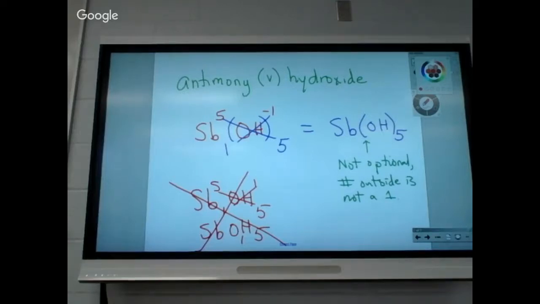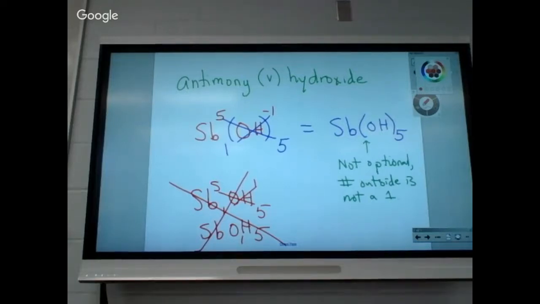They must be there. Fe, parentheses, ClO2, close the parentheses, 3. Number 4, Pb, parentheses, ClO4, close the parentheses, 4. 5, Zn3, parentheses, PO4, close the parentheses, 2. 6 is H2SO3. That's just an acid you look up on your chart. You don't do anything with that.